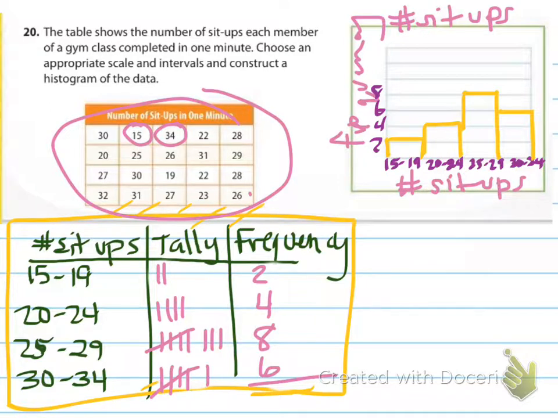And so my data is all here, and if I were to interpret the data, I'd say that the number of sit-ups that each member in the class completed in 1 minute was between 15 and 34. The majority of people were able to do 25 to 29 sit-ups in 1 minute, because that's where my mode is, that's my most. And that I had 20 people in the class.